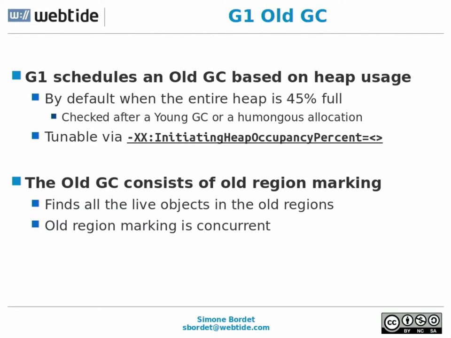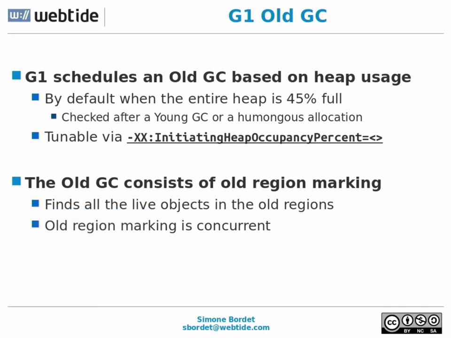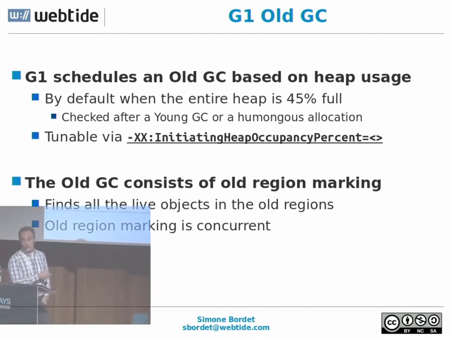The first thing that you have to do in G1 is basically this. I want to get rid of the garbage in the old regions. That's the most important thing that I have to do during an old generation collection. So first of all, I have to understand what is alive and what is garbage. To do this, G1 performs an algorithm that is called marking.